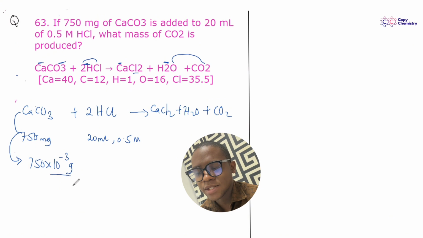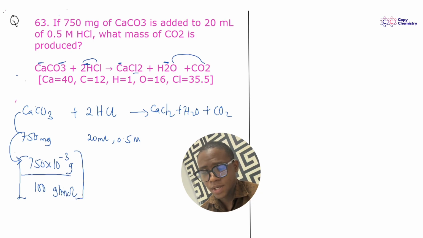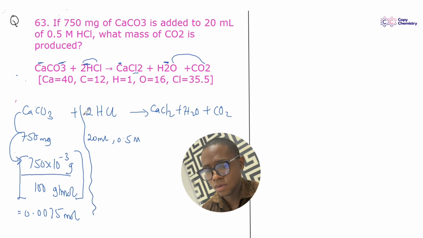If I divide the mass by the molar mass of calcium carbonate, which is about 100 grams per mole, it means that what I'm solving here is the moles. That's the moles of CaCO3. Does this make sense to you? Mass divided by molar mass. Yes. So let's just solve it anyway. That will give us 0.0075 moles.